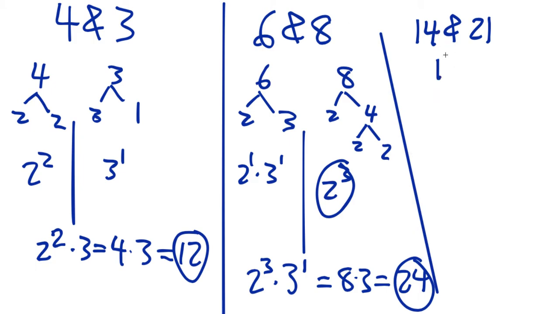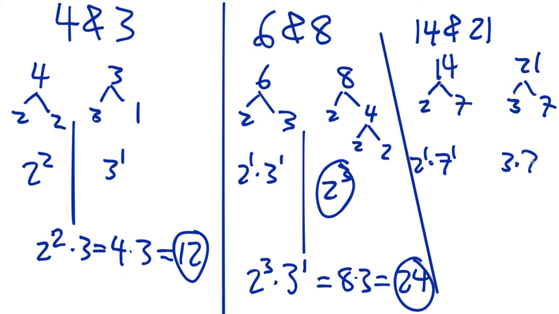Next, we try 14 and 21. We're going to do the prime factorization of 14, sorry. That's going to be 2 and 7, so that's going to be 2 to the first times 7 to the first. 21, let's do that. That's going to be 3 and 7, so that's going to be 3 times 7 to the first.